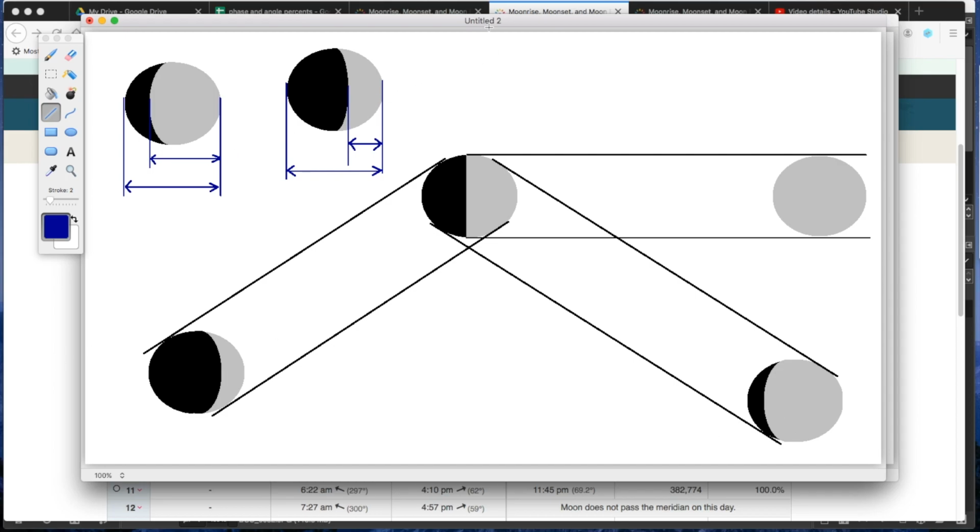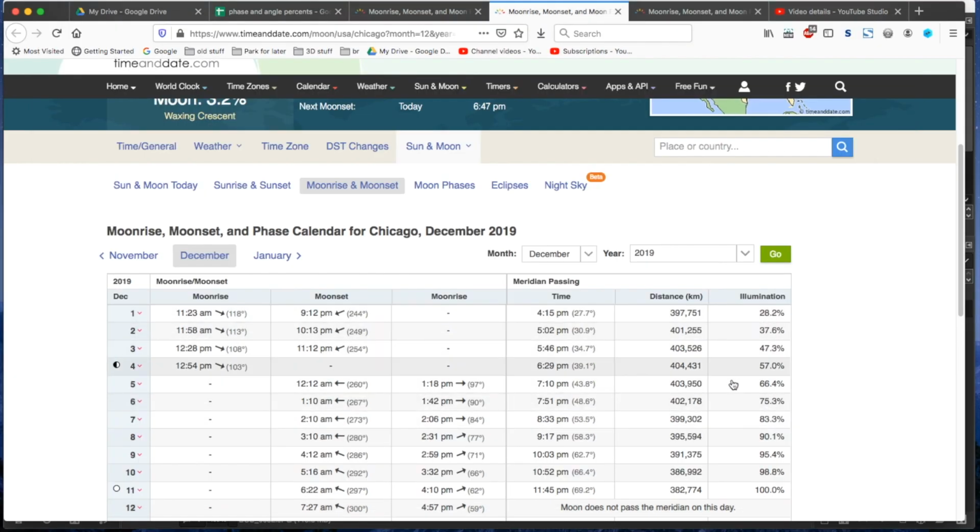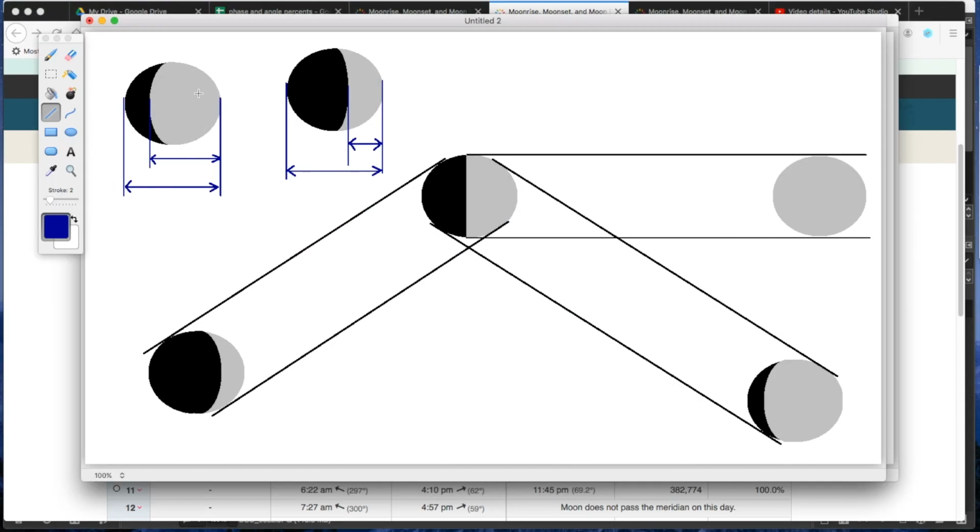So in order to calculate the moon's illumination, it's very simple. It really is how much of the moon is lit relative to its overall area. But a very simple way to do that is to measure the width of the moon that is illuminated and divide that by the total width of the moon.